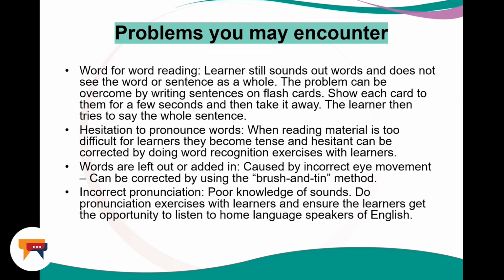Right. Then if a learner leaves out words or adds in words, this is caused by incorrect eye movement. Okay, so this can be corrected by advising parents to take their children to the optometrist, but it also can be corrected by using the brush and tin method. Incorrect pronunciation, which is just poor knowledge of sounds.